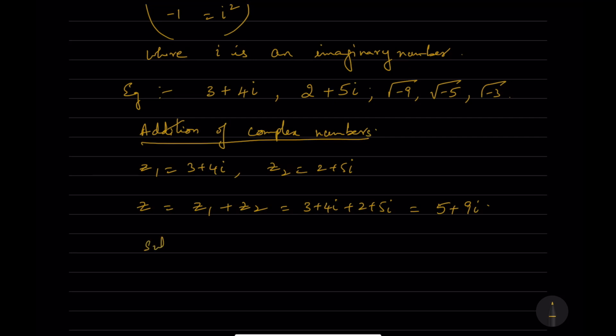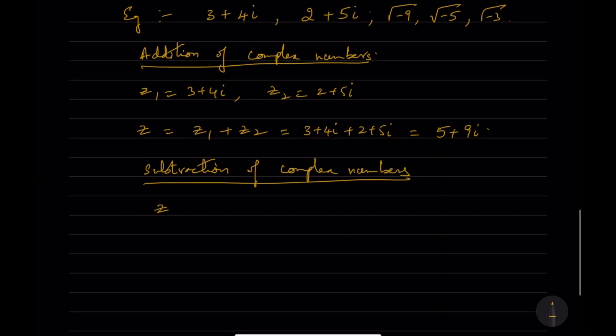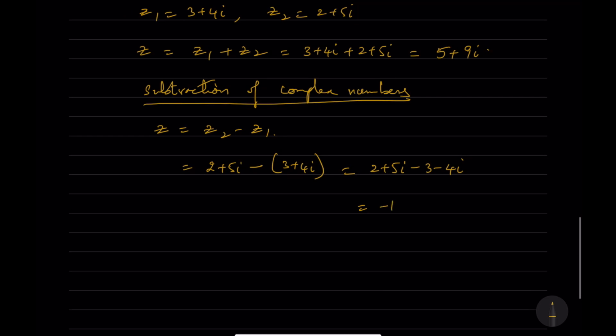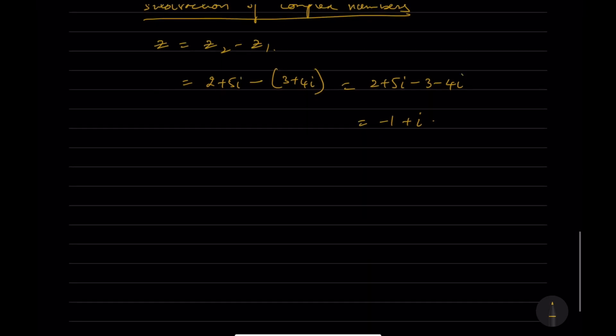Next, what is subtraction of complex numbers? We'll see. Subtraction of complex numbers. So now here z is equal to z2 minus z1. If we take the same example, which is equal to 2 plus 5i minus of 3 plus 4i, which can be written as 2 plus 5i minus 3 minus 4i. So which is equal to minus 1 plus i. So this is the answer when we are doing subtraction of complex numbers.